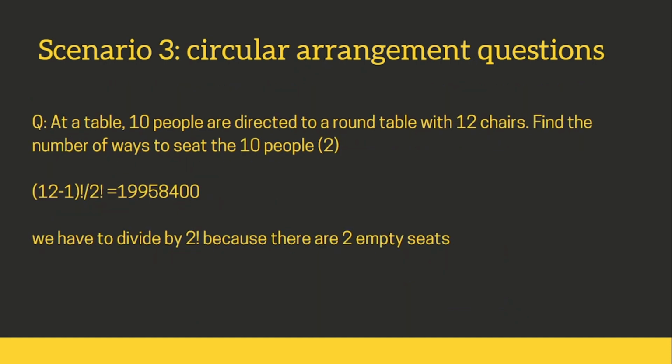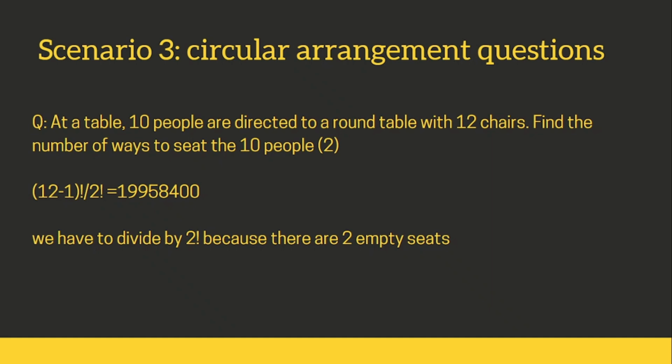Next part is that 10 people are directed to a round table with 12 chairs. So find the number of ways to seat the 10 people. So in this case, you have the 12 chairs, you minus 1, because you pivot 1 chair as the fixed position. Then afterwards, you will factorial it to see where you want to put it. Then you divide by 2 factorial, because we're going to have 2 empty seats.